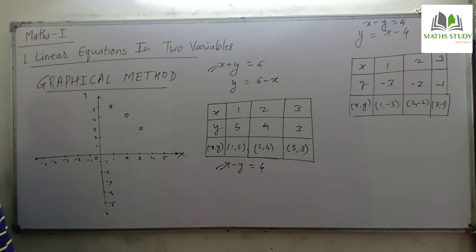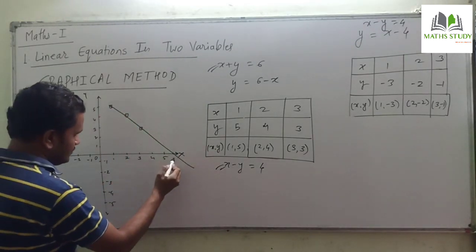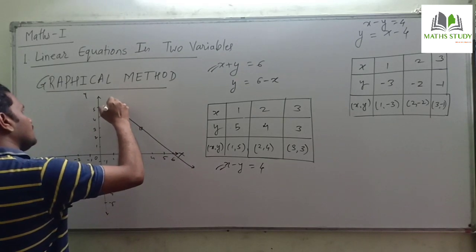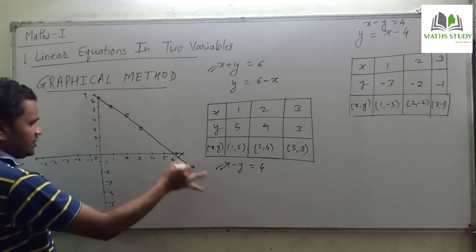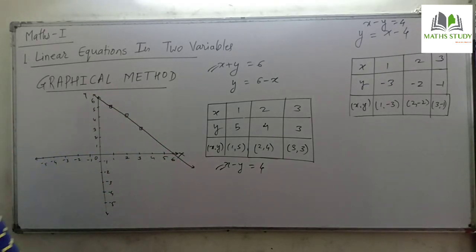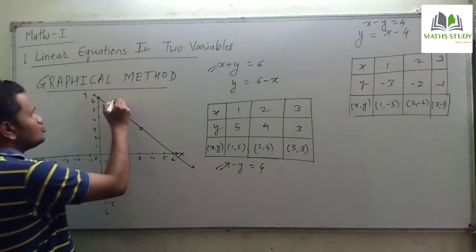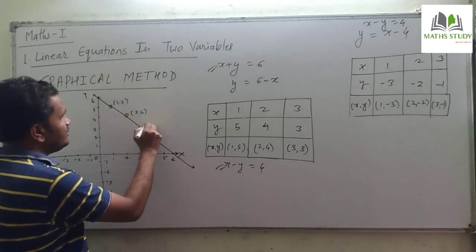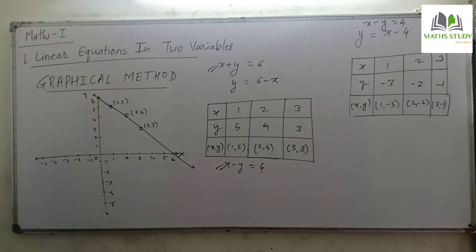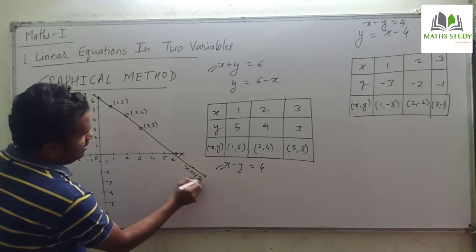Then simply try to draw a line here. Your line will pass through the x-axis and y-axis, it will cut the x-axis at 6 and the y-axis at 6. So these points are 1,5, these are 2,4 and 3,3 in this way. And the equation of this line is x plus y is equal to 6.